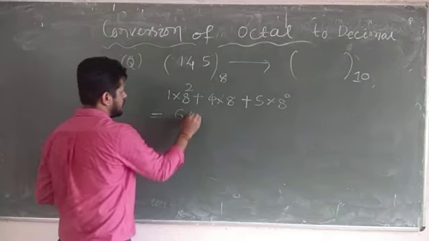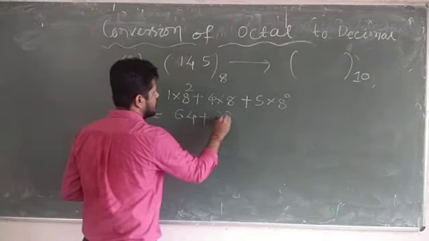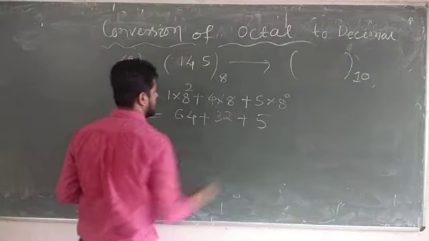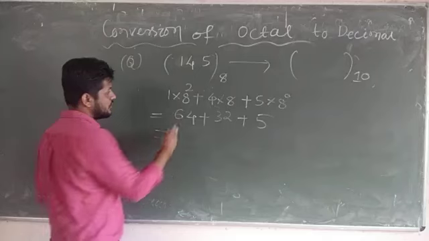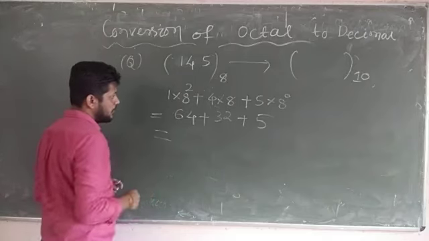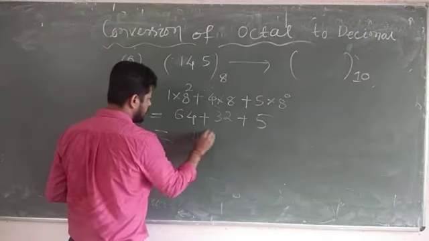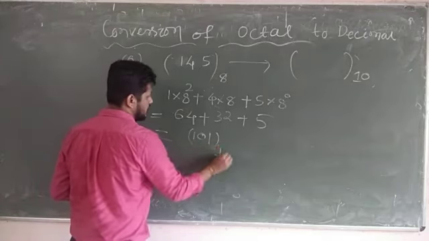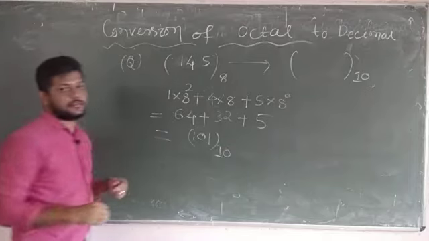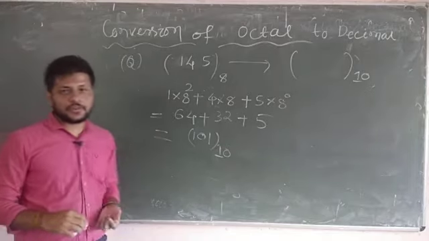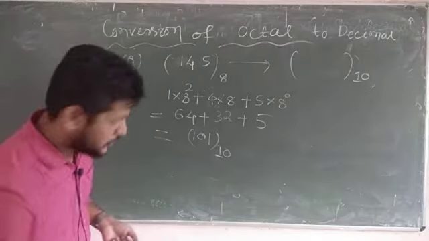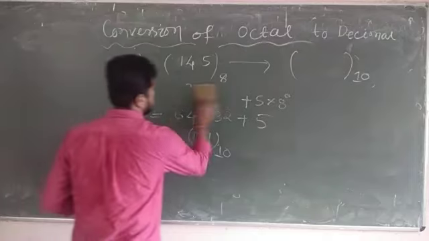So this number is 64 plus 32 plus 5. So add 64 plus 32, 96 plus 5. That means 101 in decimal number system. Simply multiply with the positional weight.